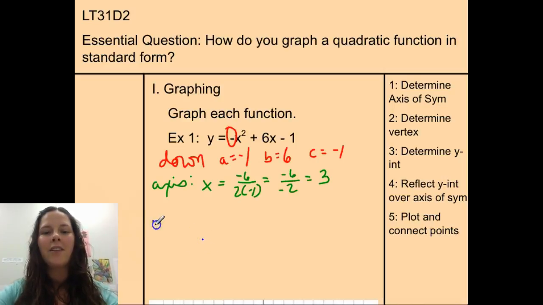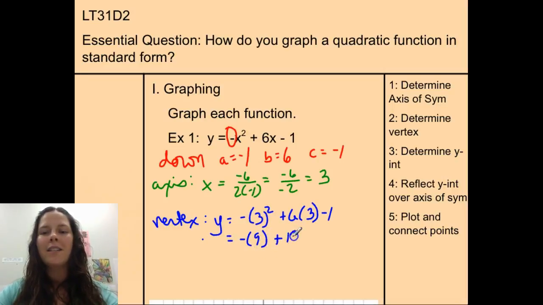We take that x value and substitute it back in to find our vertex, which gives us y equals the opposite of 3 squared plus 6 times 3 minus 1. Order of operations, square that 3 before you multiply it by the negative. 6 times 3 is 18. Negative 9 plus 18 is 9, minus 1 is 8. So we get a vertex of 3, 8.